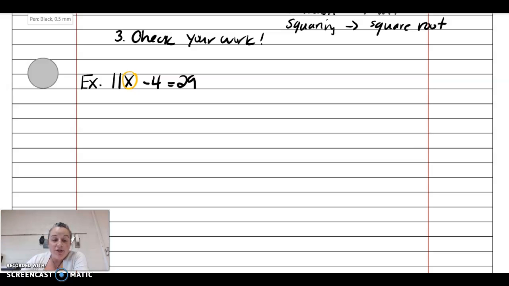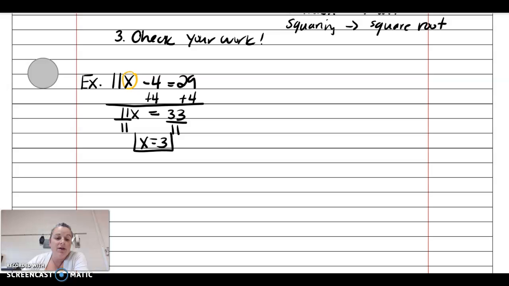Because we're following order of operations backwards, we have to get rid of our subtraction first. And do the opposite. So if this is a minus 4, we're going to add 4. And to keep things balanced, we got to add 4 to both sides. So I get 11x equals 29 plus 4, which is 33. And then here's our variable. Ask yourself what's happening. Oh, it's multiplied by 11. So let's divide by 11. Do the opposite. So I get x equals 3.